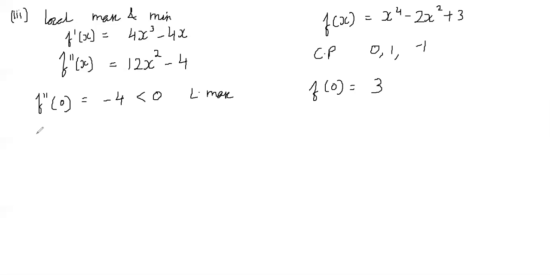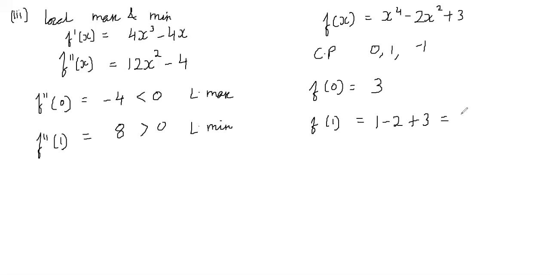Next we have to check f double dash of 1. If we substitute 1 in this, 12 into 1 is 12, minus 4, that will be 8. So 8 is greater than 0. So the point will be local minima. Let's check by substituting, f of 1 is equal to 1 minus 2 into 1 square, which is 2, plus 3. So this will be equal to 2. 4 minus 2 is 2. So this is the local minima.